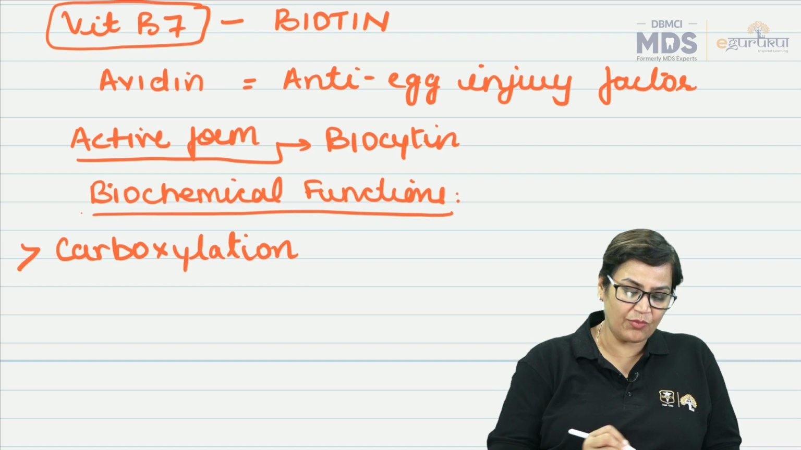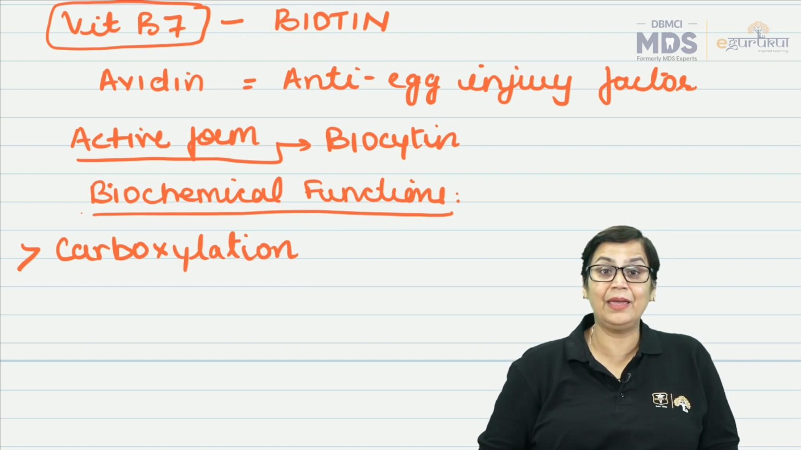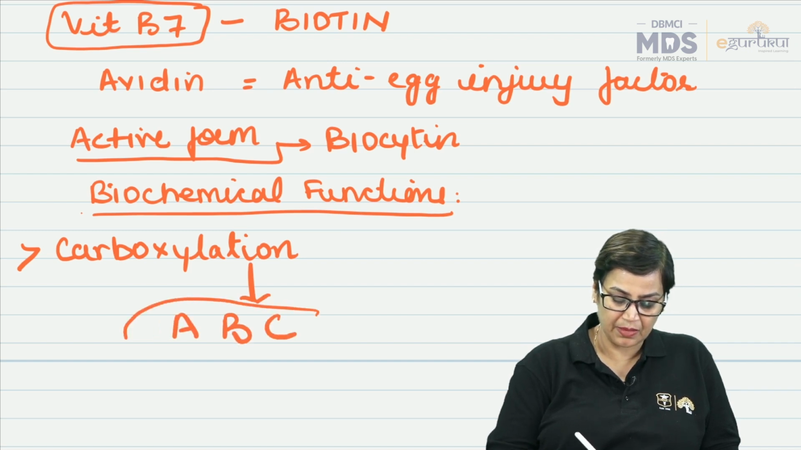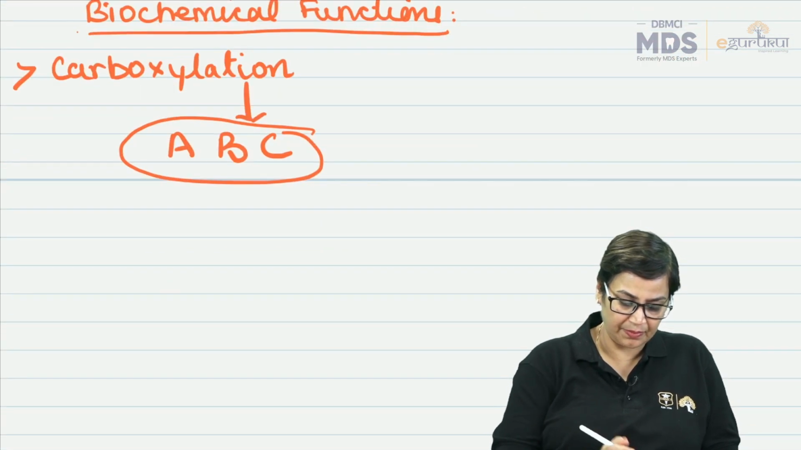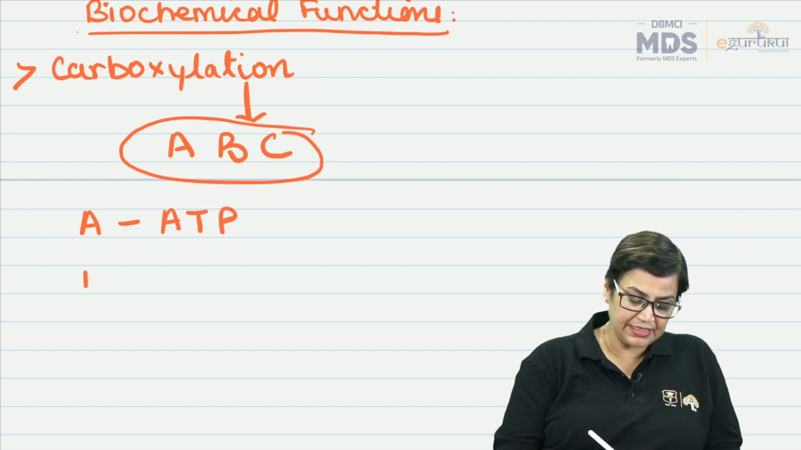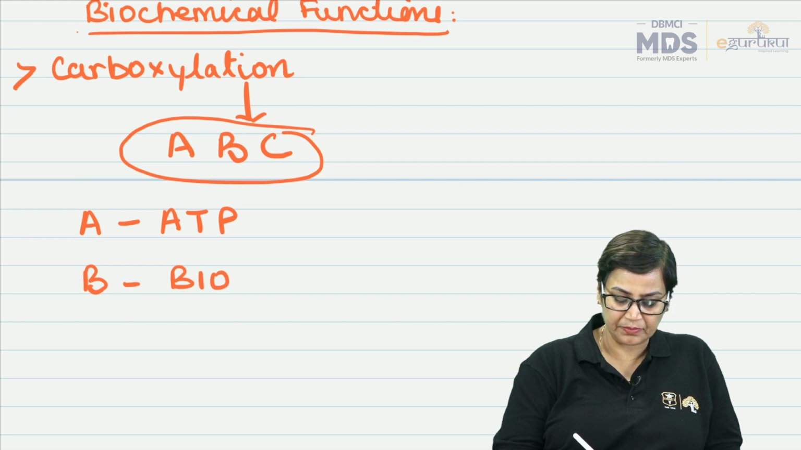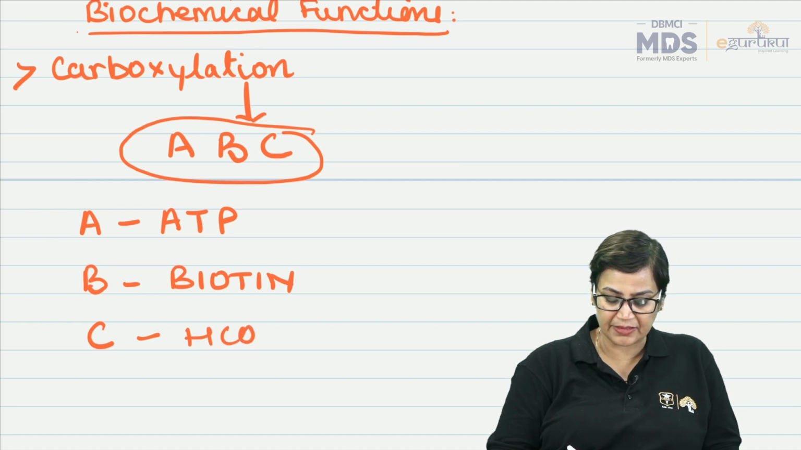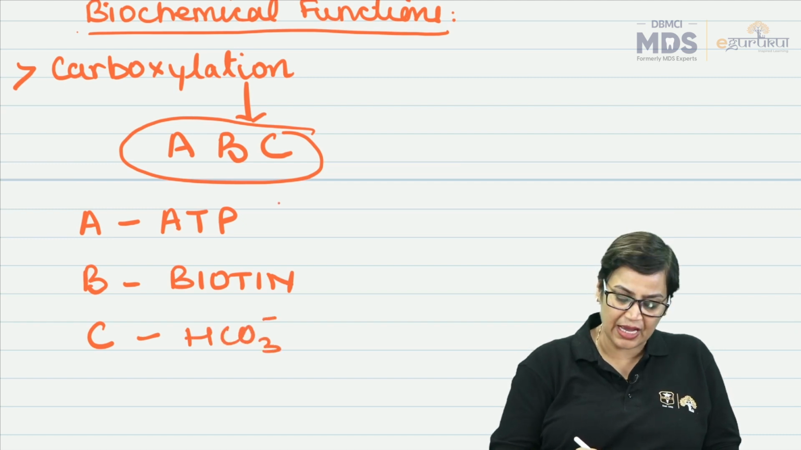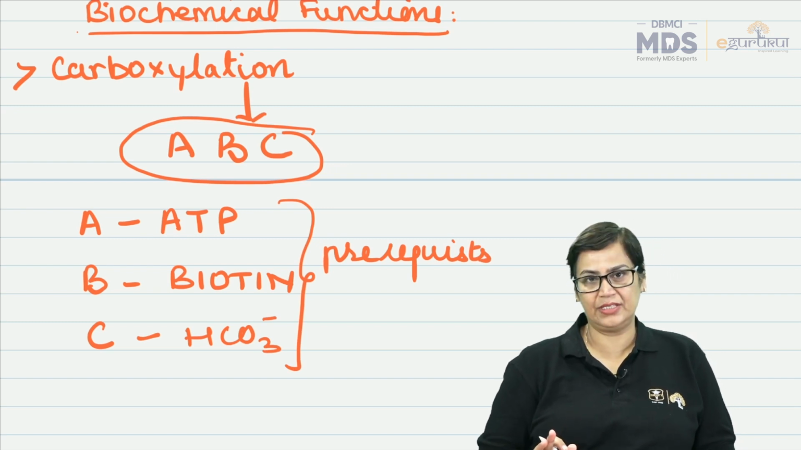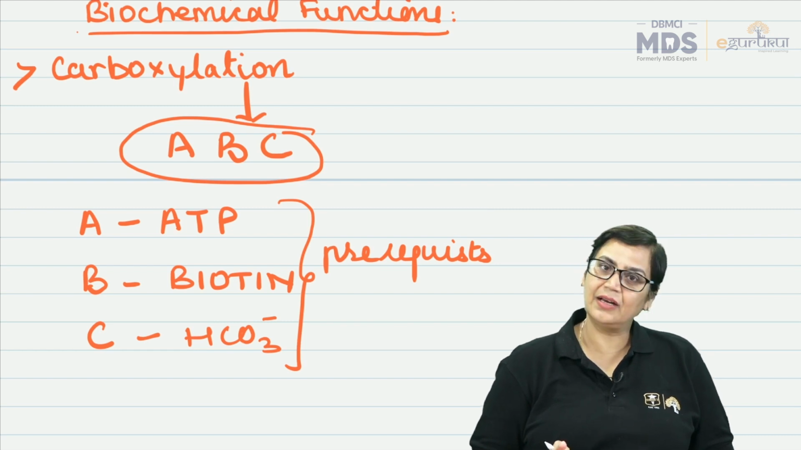Right? And for this carboxylation, always remember one mnemonic: ABC. It stands for, A stands for ATP, B stands for biotin, and C will stand for carbon dioxide or bicarbonate ions, like this. Means these three are the prerequisites of carboxylation.